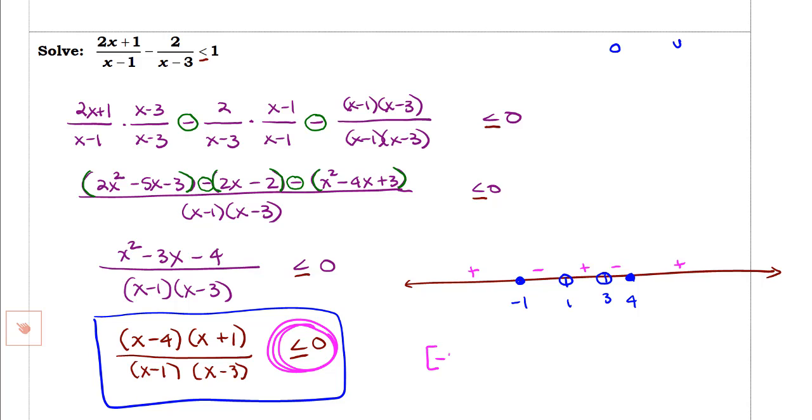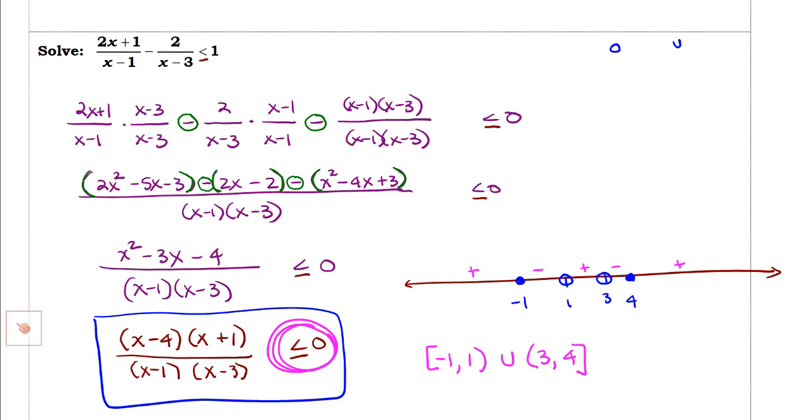So, from left to right, what do I write down? Bracket, good. Negative 1, comma, 1, parenthesis, union, parenthesis, 3, comma, 4, bracket. How are we doing? Good?